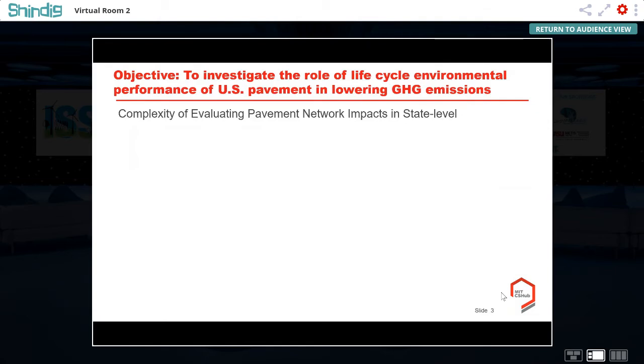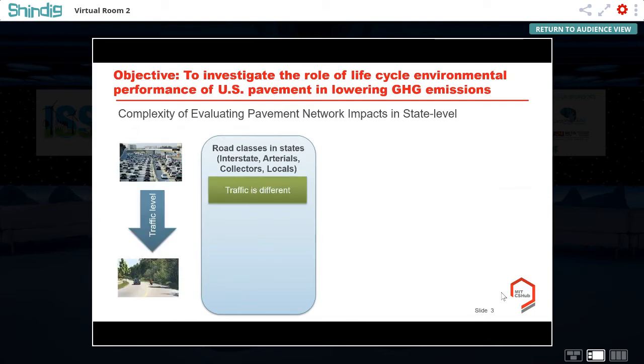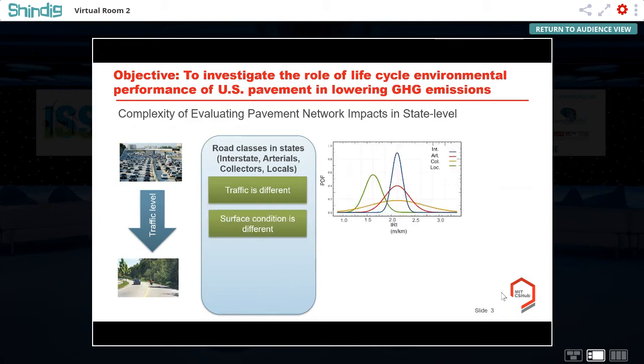And it's a very complex question to answer because we have different road classes in the United States, starting from high volume traffic roads, very well maintained, interstates, arterials, collectors, and locals. And these roads have different levels of traffic and are in different locations and different segments. And the surface condition of these roads is different. Some of them are very well maintained, so the surface is not that rough, or there's not that much cracking. And some of them are under-invested, therefore not enough maintenance and repair has been applied, or they have a very rough surface.